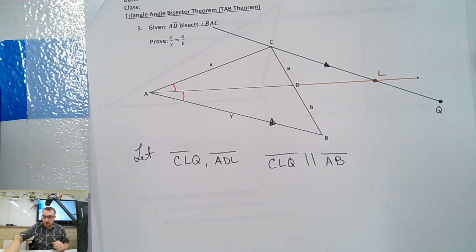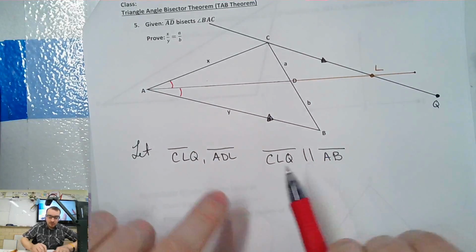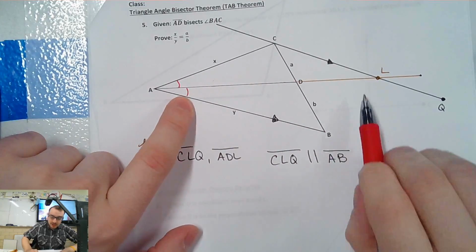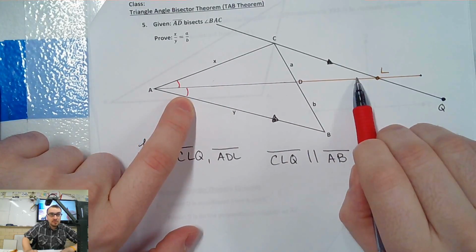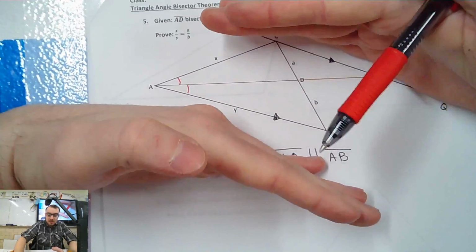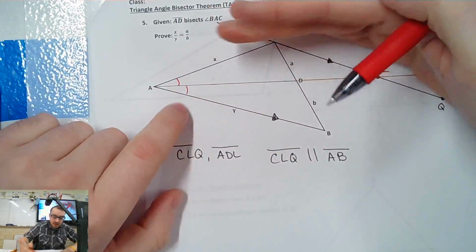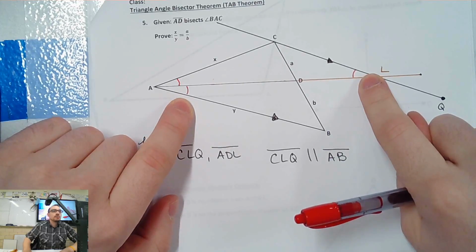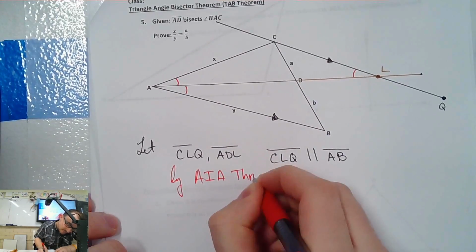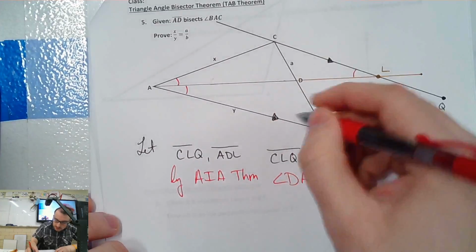Cool. So now what you're going to do is get alternate interior angles, right? That's what these parallels are for. If you look, we have parallels and a transversal, the brown. So alternate interior are these two guys. You guys see that? Are you with me on that? They're inside the parallels, those two angles are inside the parallels, and they're on opposite sides of the transversal. Better? Okay. So, by alternate interior angles theorem, angle DAB is congruent to angle CLD.